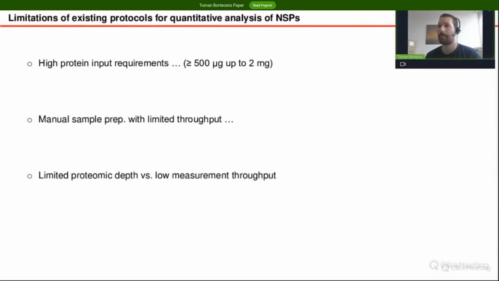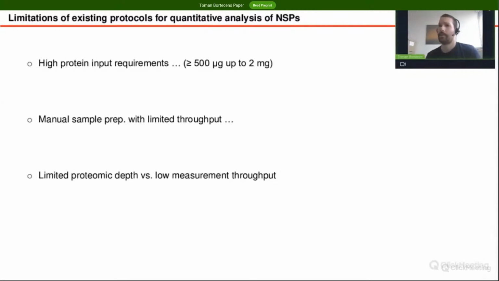In my opinion, there are 3 major problems. The first one is that in order to perform such an enrichment for the newly synthesized proteins, we require quite a lot of protein input. Usually, most approaches will use something upwards of 500 micrograms of protein, up to even the milligram range. And all of these enrichments, be they click chemistry enriched or biotin-streptavidin pull downs, they usually require manual sample preparation, which is rather tedious and also limits the throughput and how many samples can be processed at the same time.